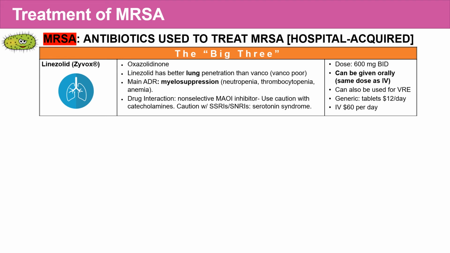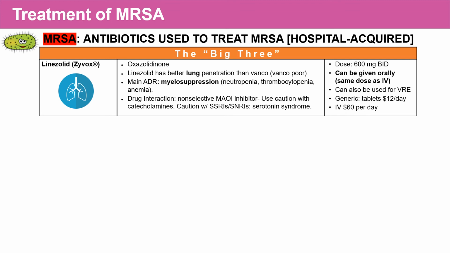The first drug is linezolid or Zyvox, and this antibiotic has very good lung penetration compared to vancomycin. So for pneumonia, MRSA infections of the lung, this is the preferred antibiotic to use. Its main adverse drug reaction is myelosuppression, neutropenia, thrombocytopenia, and anemia. So that's something that you'll need to monitor with any patient that's on linezolid. There are also some drug interactions that are associated with concomitant use of catecholamines and SSRIs, SNRIs.